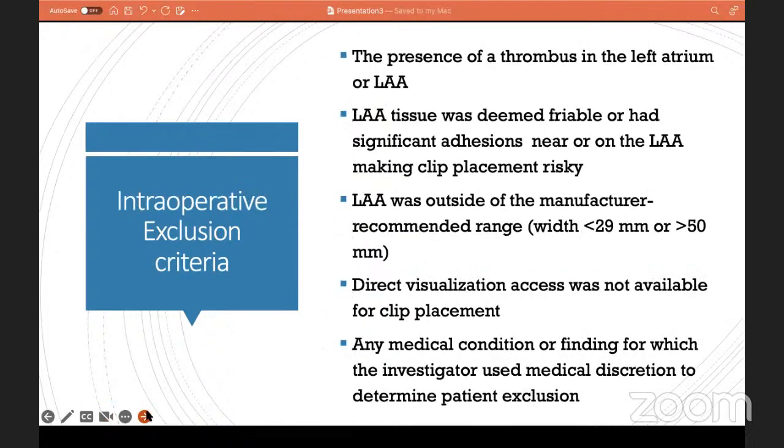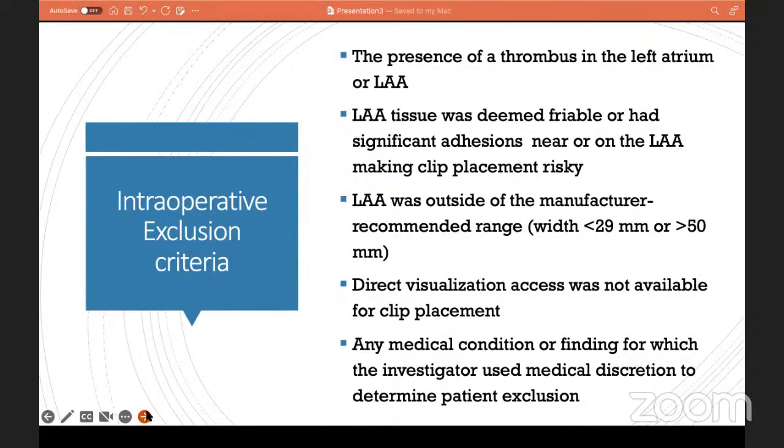So for their intraoperative exclusion criteria: the presence of thrombus in the left atrium or left atrial appendage, or if the left atrial appendage tissue was deemed friable or had significant adhesions near or on the left atrial appendage, making clip placement risky. Any left atrial appendage was out if it is outside the manufacturer's recommended range, which is less than 29 millimeters or more than 50 millimeters.